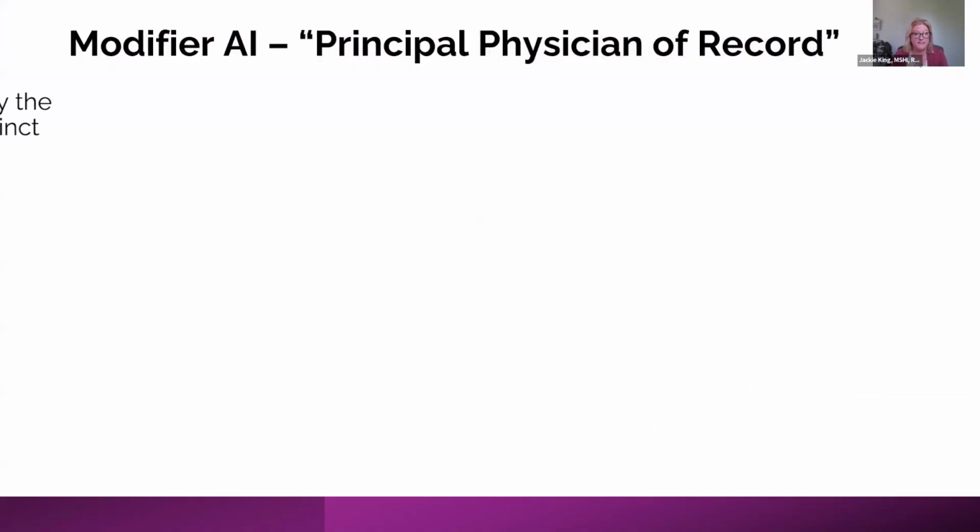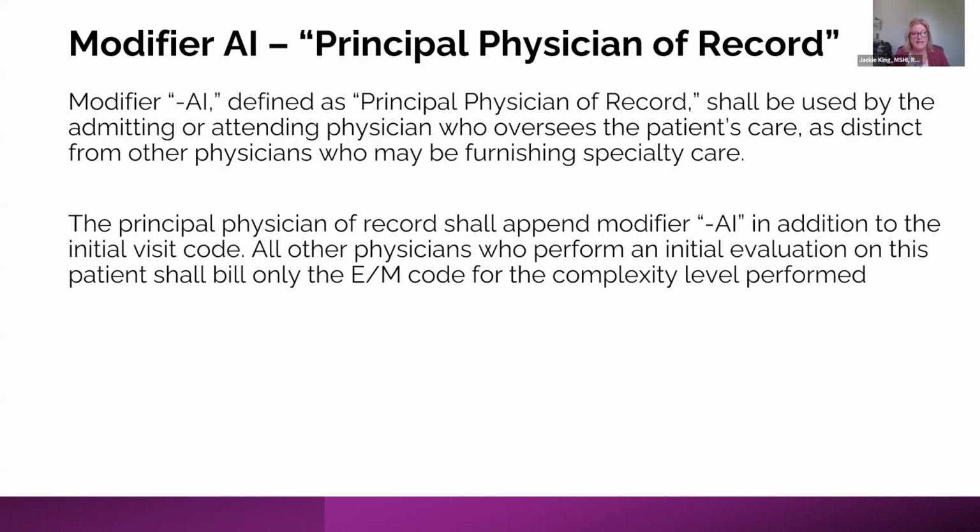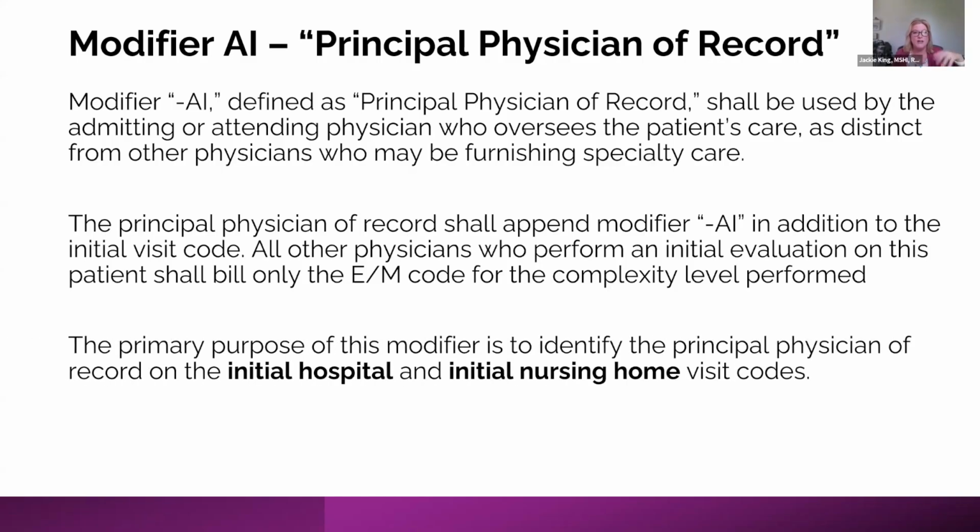So how do we tell the payer the patient's story? Modifier AI, which is an old modifier, is indicating that this line item for this E&M code is our attending. So we will put an AI on their visit code, and anybody else who does an initial evaluation is just going to bill an E&M code without it. The AI modifier is for principal physician of record on an initial hospital and an initial nursing home visit code.